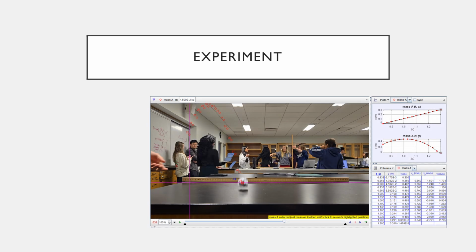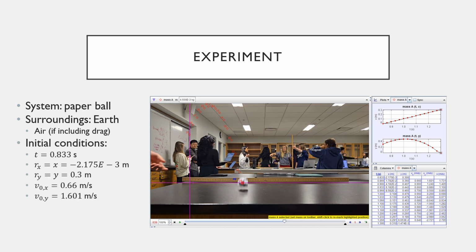Here's a screenshot of the tracker program that is used for the experiment, in which we take the paper ball as a system, and the earth and possible area of drag is considered as the surroundings. The original video has been horizontally flipped so that positive x points to the right. Immediately after being tossed, the ball's positions were recorded frame by frame, beginning with time at t equals 0.833 seconds, all the way to 1.3 seconds in 0.033 second increments.